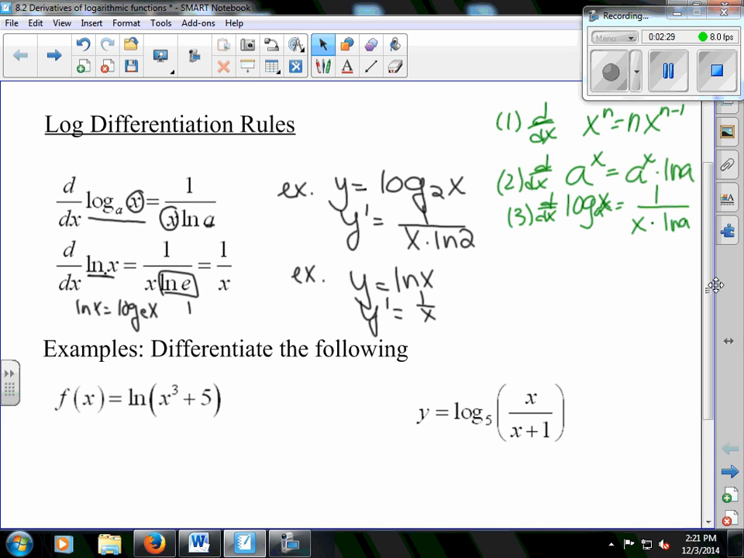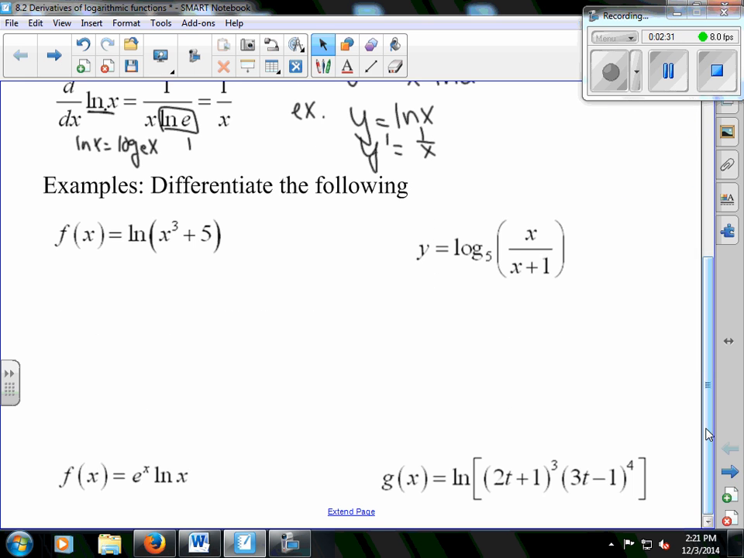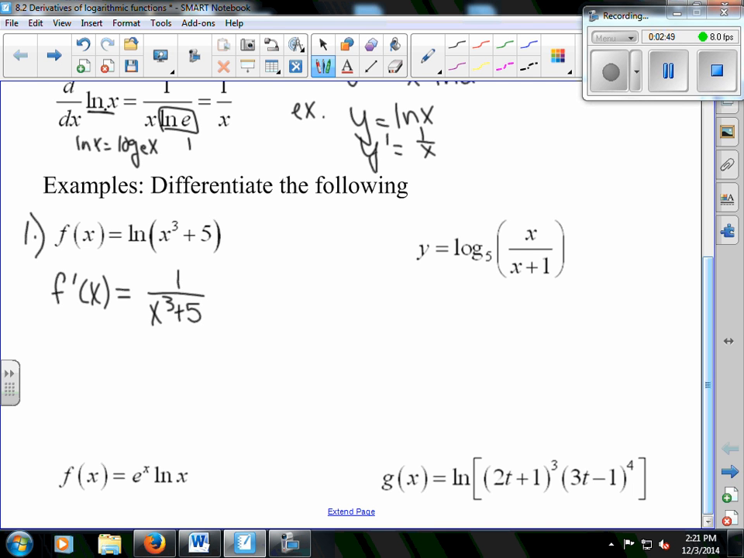All right, so let's do some practice using this new rule. In number 1, f of x is the natural log of x cubed plus 5. And I'm going to take the derivative of f of x. So my rule tells me that the derivative is 1 over the inside, 1 over x cubed plus 5. Now, this isn't the end of the derivative. I would multiply by the natural log of the base, but the base is e and the natural log of e is 1. So that's not why this isn't the end.